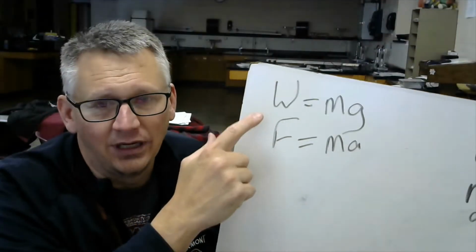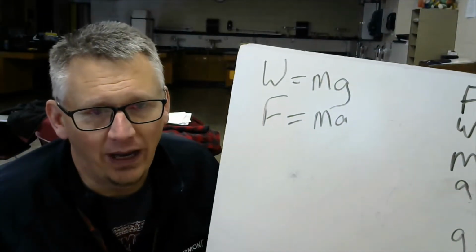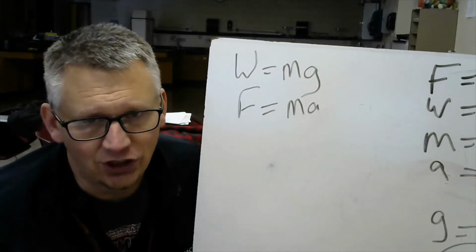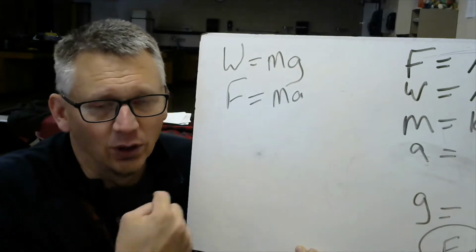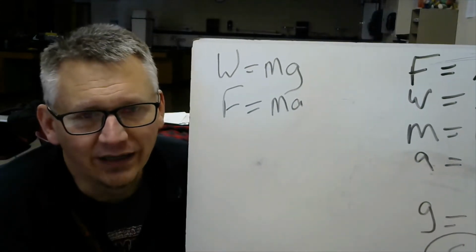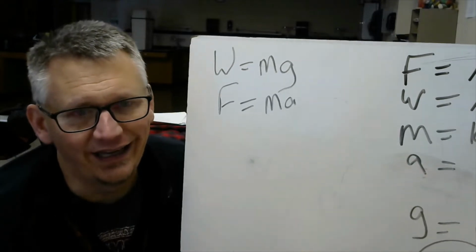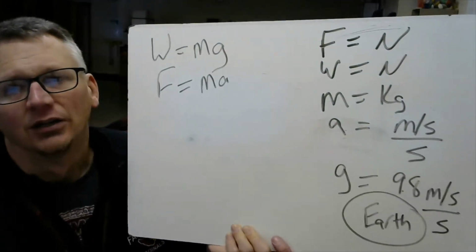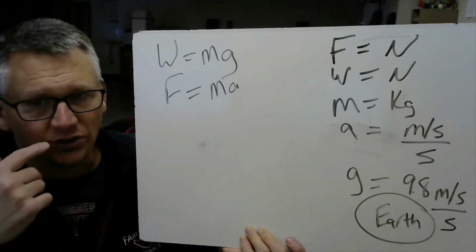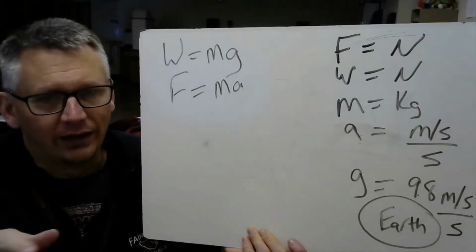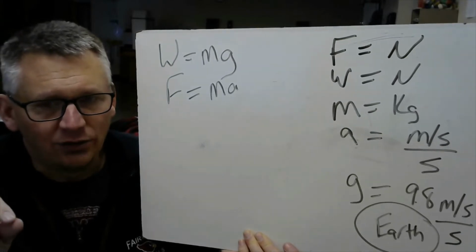The other formula is F is equal to ma. That is force is equal to mass times acceleration. Now, weight is a force. Sorry, I can't point. Weight is a force, mass is mass, and the gravitational constant is an acceleration. So we need to remember labels. Force is in newtons and weight is in newtons. Weight is a force, so they'll always be in newtons.